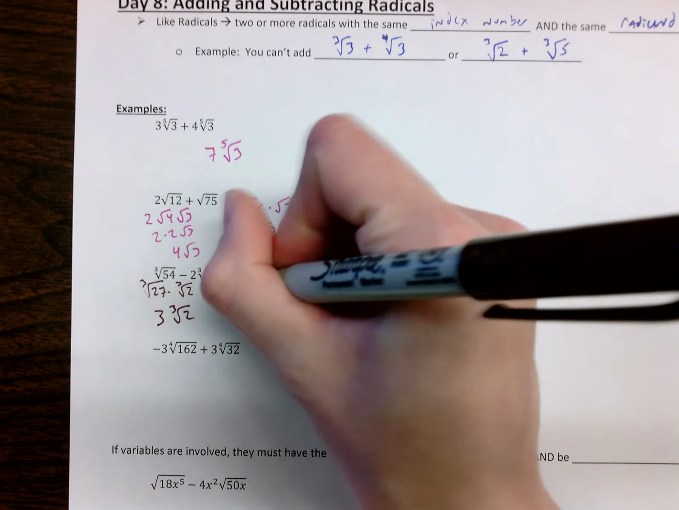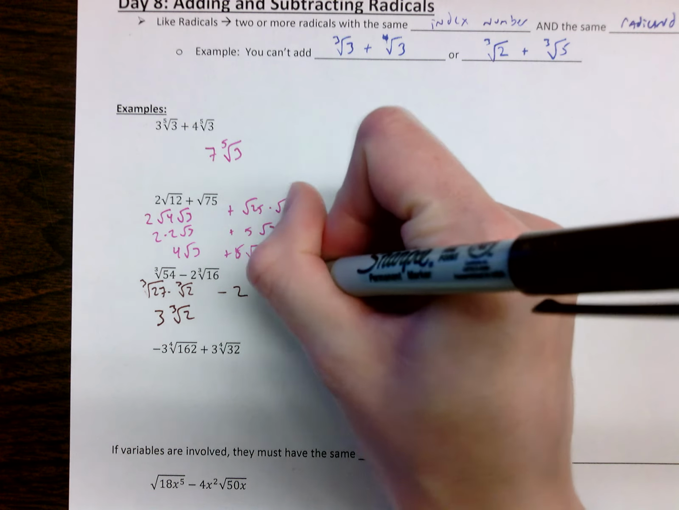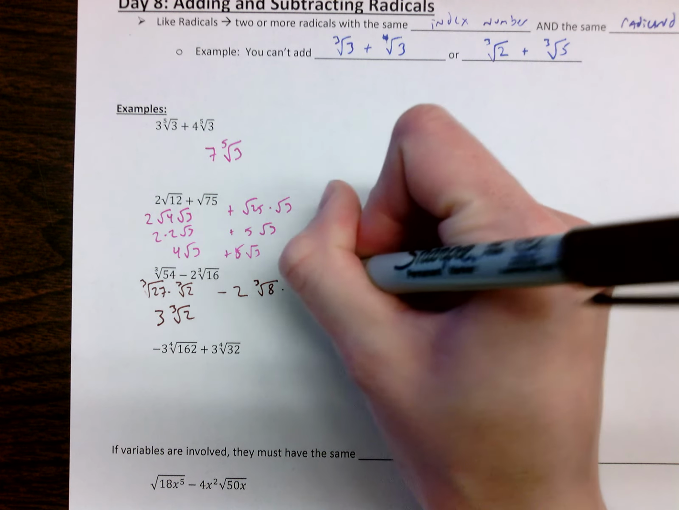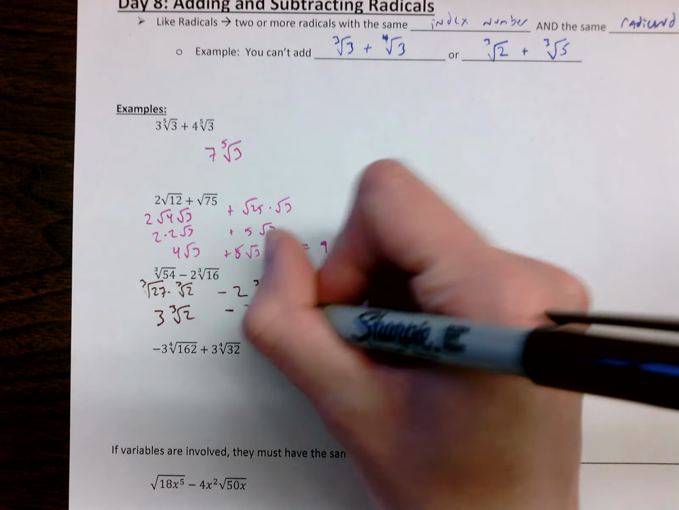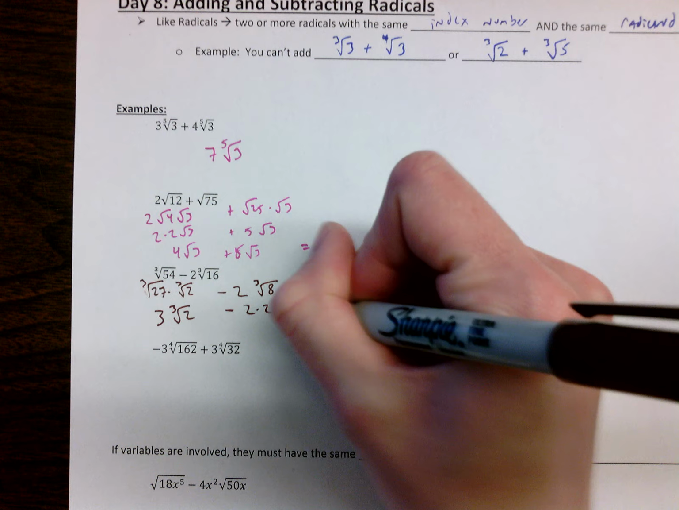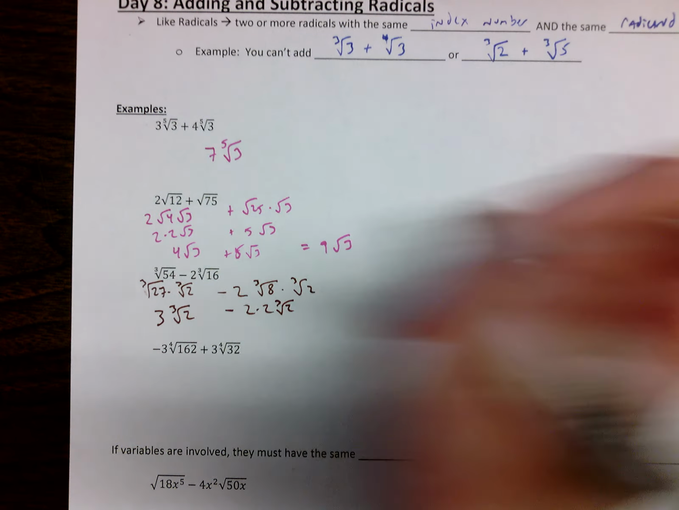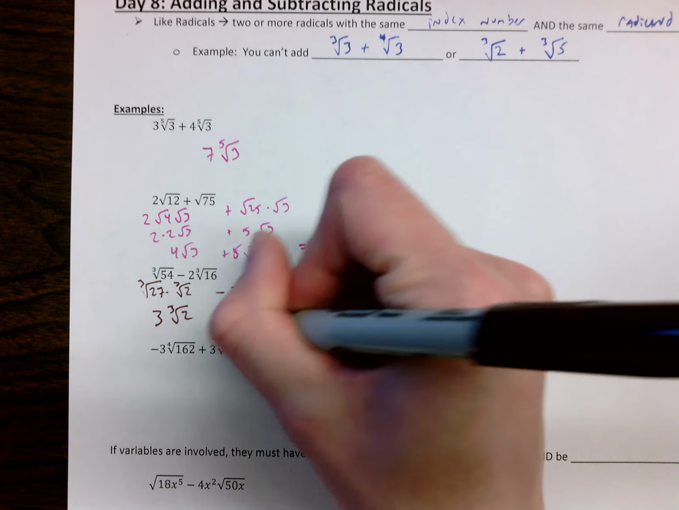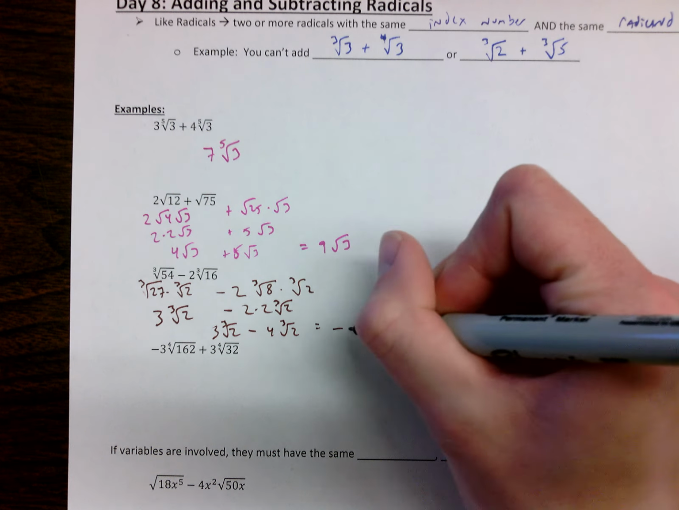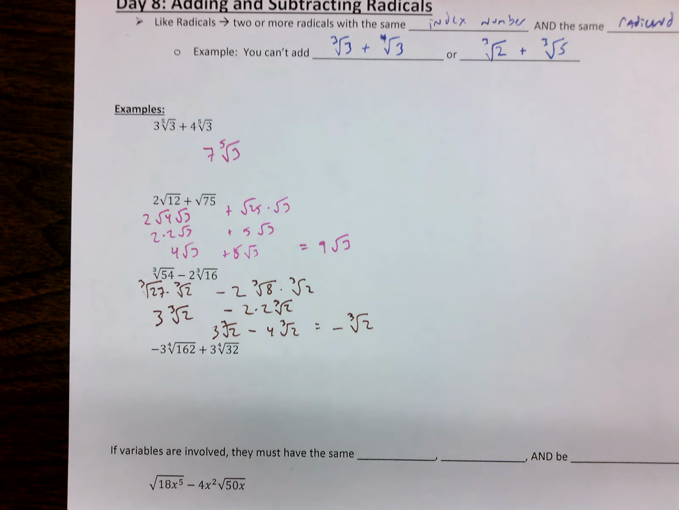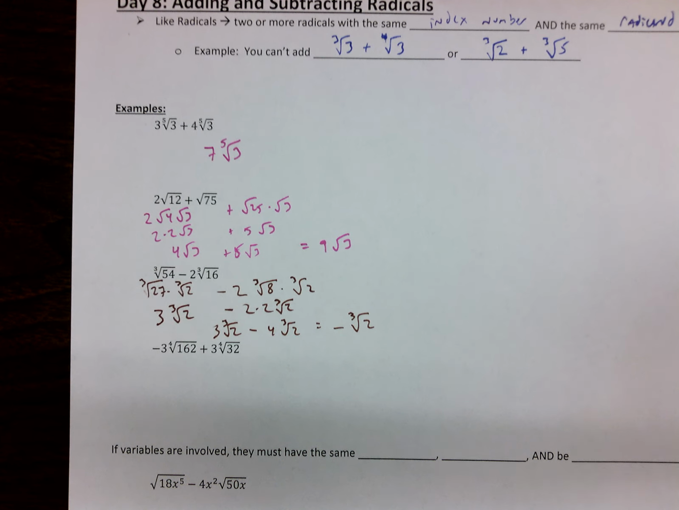16 I can break into 8. So that'll be minus 2 times the cube root of 8 and the cube root of 2. So that's minus 2 times 2, cube root of 2. So I've got 3 cube roots of 2 minus 4 cube roots of 2, which is negative 1 cube root of 2. And there we go.